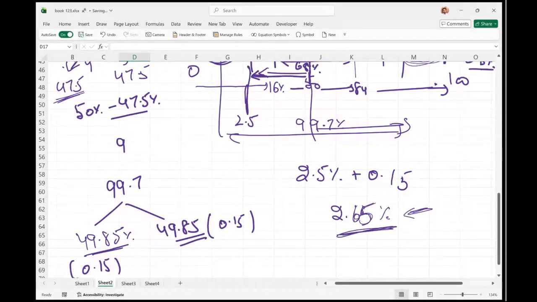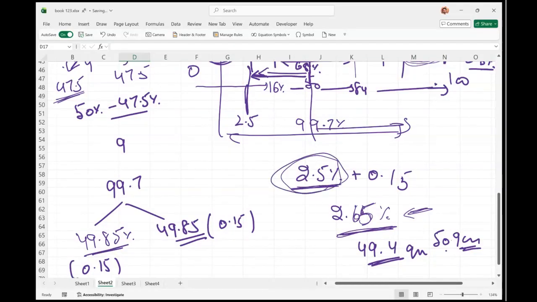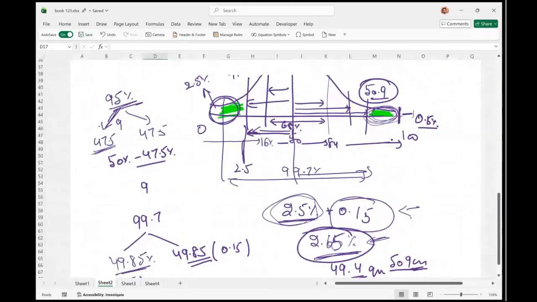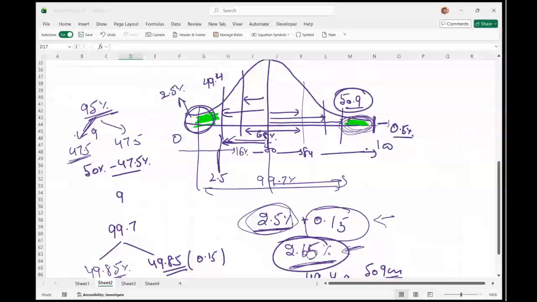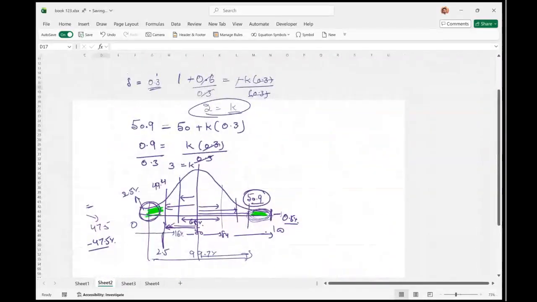So anything which has a weight less than 49.4 grams and above 50.9 grams, those are non-satisfactory. So less than 49.4 are 2.5%, and more than 50.9 are 0.15%. You will add those two, that will give you 2.65% of the chocolates which are going to go as waste. So hopefully you were able to understand this.